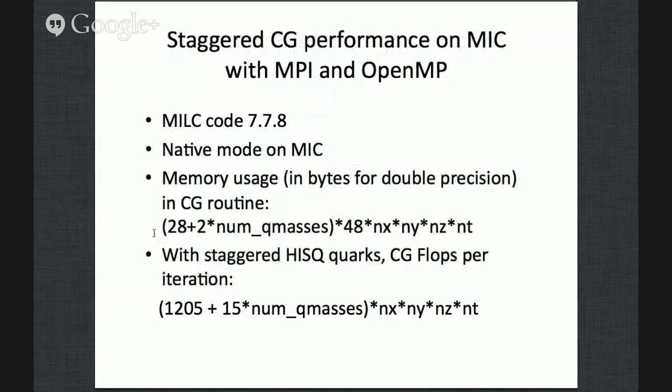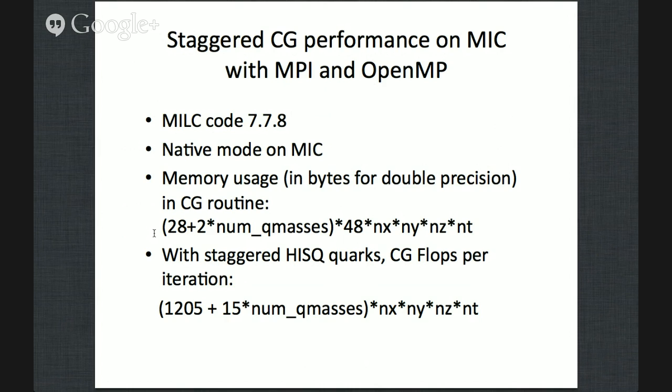So what we did first is that we ported the MILC code version 7 straight to the MIC card, and so it can be parallelized with the MPI and the OpenMP scheme. And we run the code natively on MIC. That means we run everything on MIC, and we didn't do any of the work on the processor. That is to save the time of transferring the data between the processors and coprocessors. And we use double precision in our code.